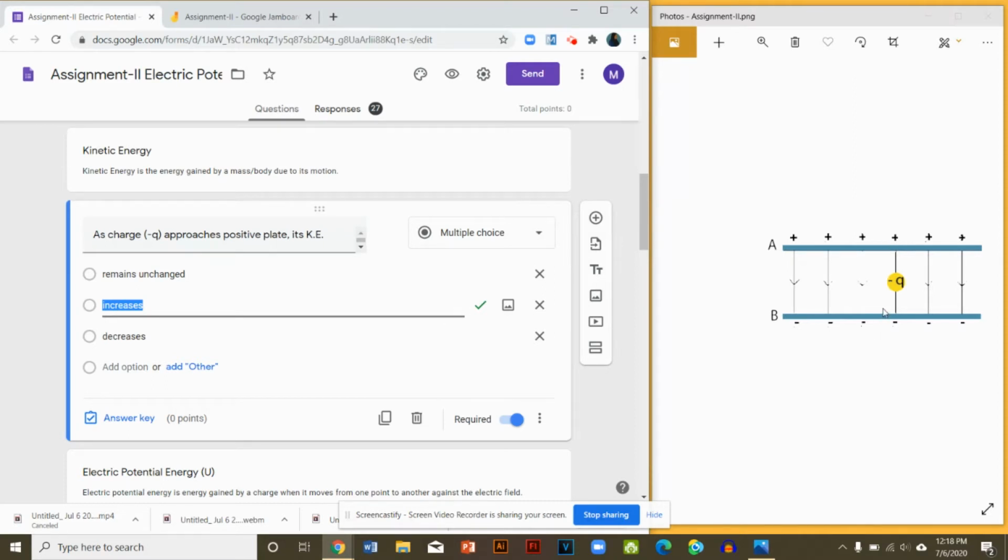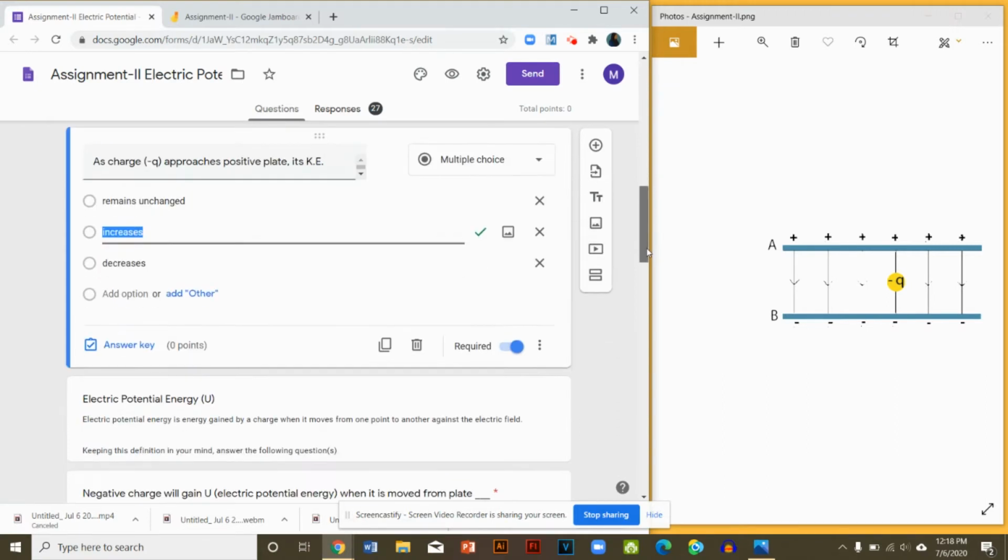It will decrease if this charge moves towards plate B, because in that case you are doing some work against the electric field, and when you are doing work against the electric field, you are increasing the potential energy of that charge. So you know, by the law of interconvertibility of energies, gain in potential energy is basically equal to loss of kinetic energy. Apply that in this case, and you'll get a clear idea of this question. So you know that the option "increases" is the correct option.